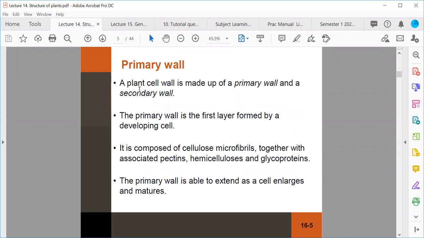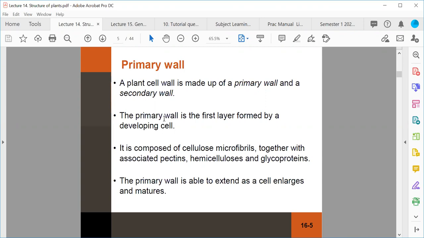Plant cells are surrounded by cell walls. Most plant cells, remember there are always exceptions, are surrounded by a cell wall, and that cell wall is called a primary cell wall. Later in the development of plant cells, some of them also develop an additional wall called a secondary cell wall. I'll come back to that in just a minute.